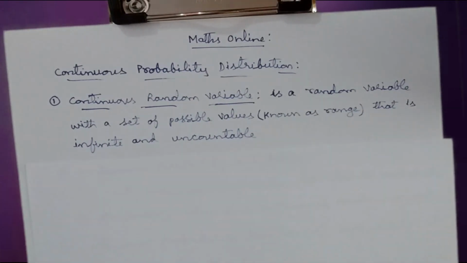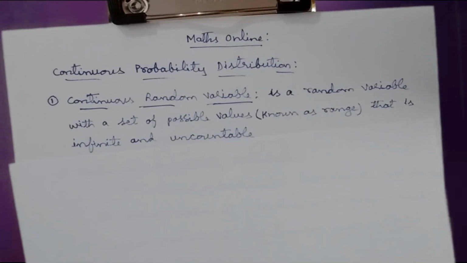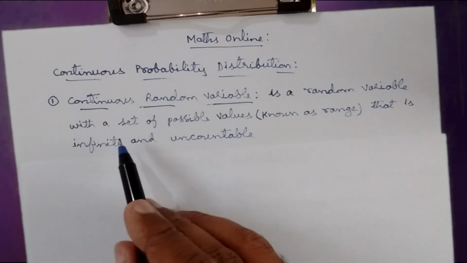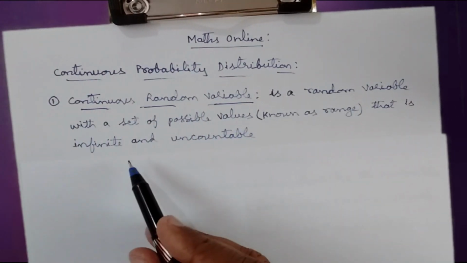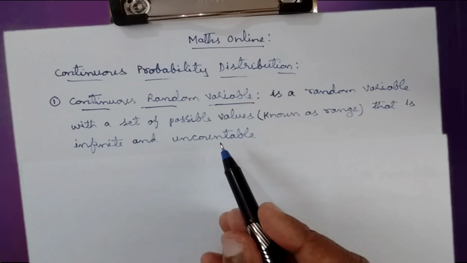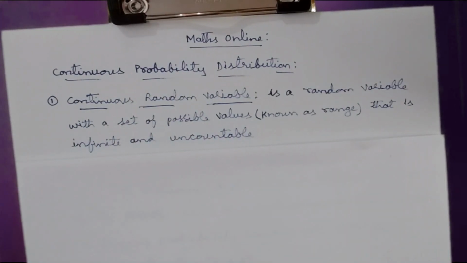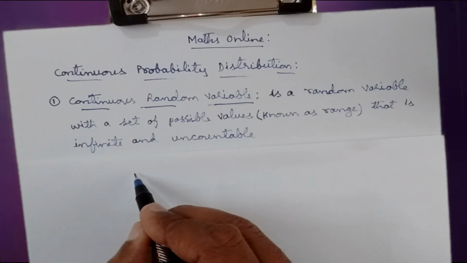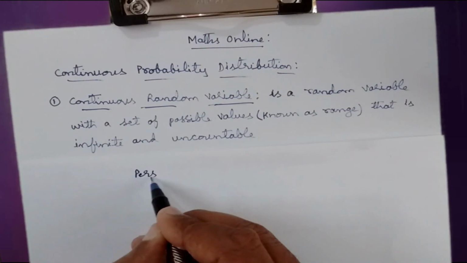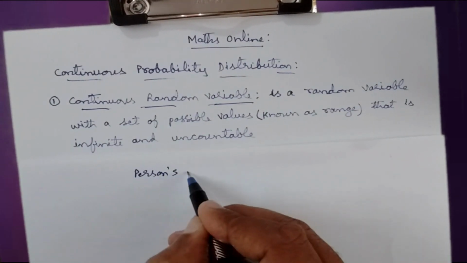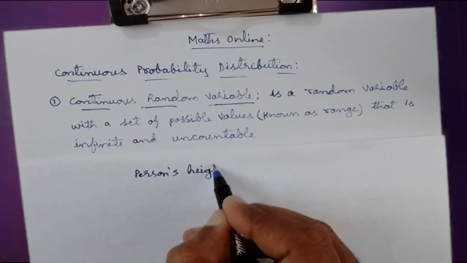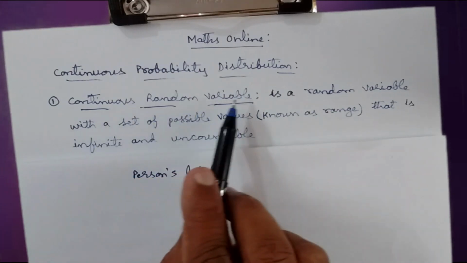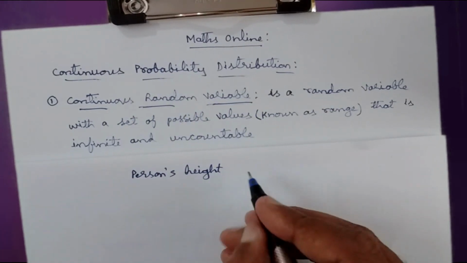Random variables with a set of possible values that are infinite and uncountable. Let me take an example of a random variable. The example of a continuous random variable is a person's height.